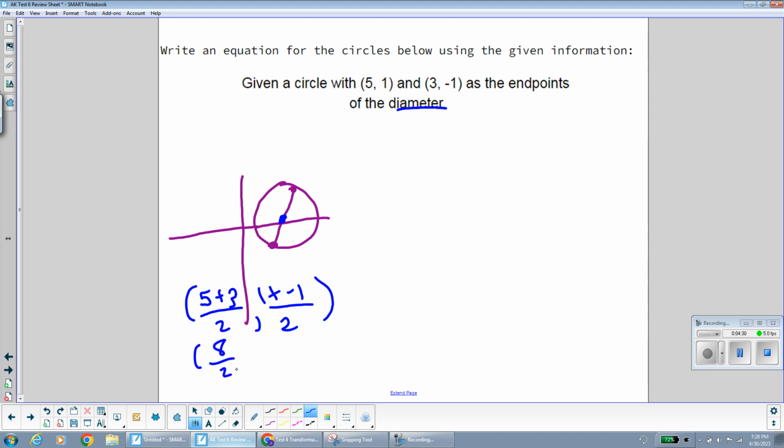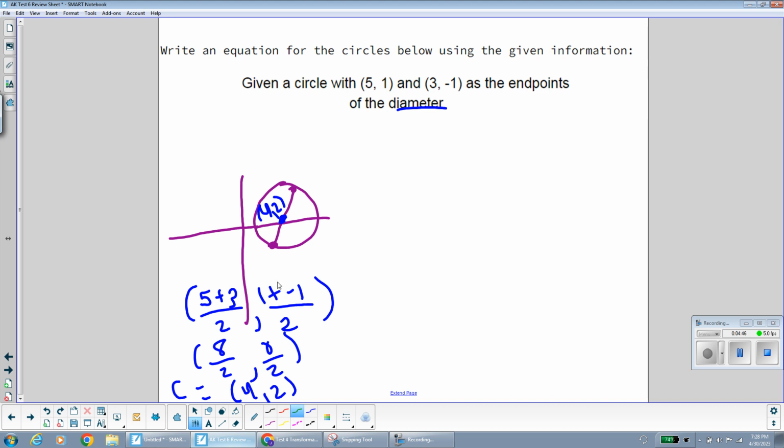So that would be 8 over 2, comma, 0 over 2, which would be the point (4, 2). So that's the center of the circle. Center of the circle is the point (4, 2). The only other thing we have to find is the radius of the circle.